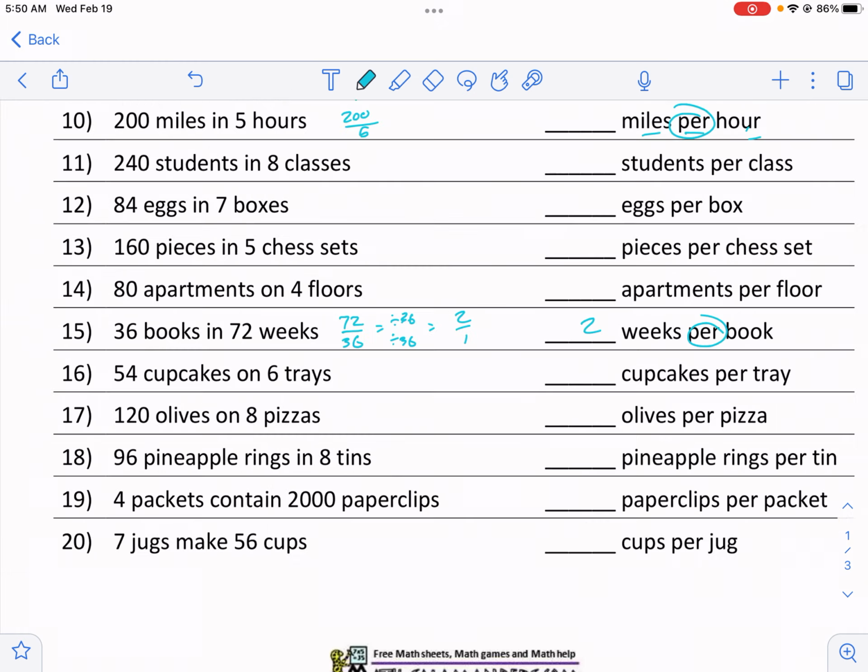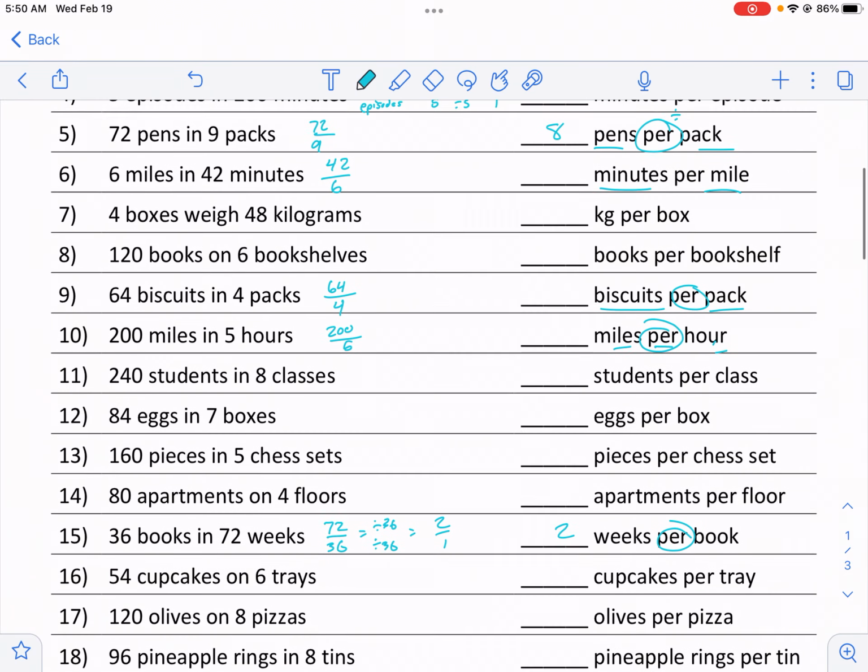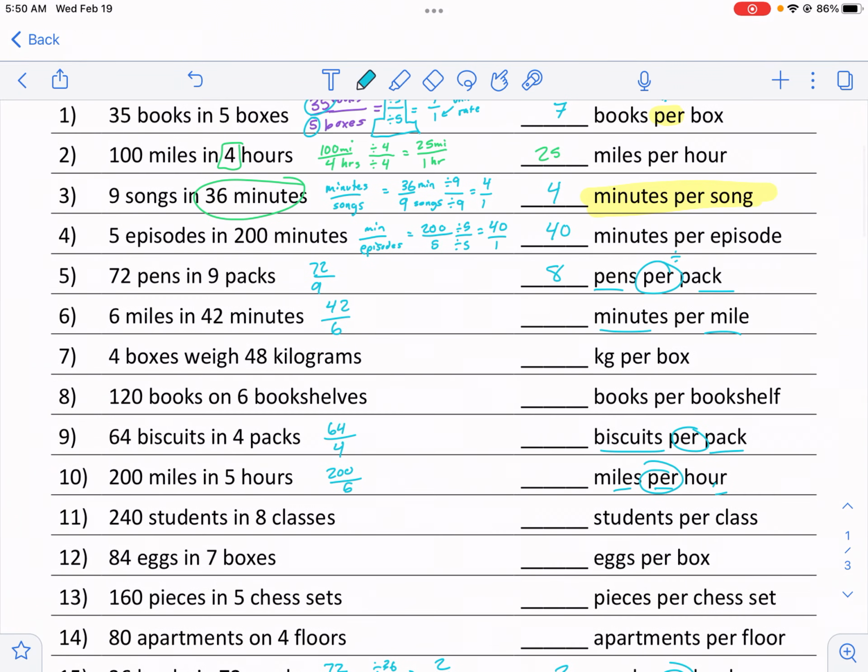So that's all we have for today. I hope this simplified it a little bit. We're going to start with the units first on the right, make sure we can set it up correctly, and divide by the denominator to get the unit rate.